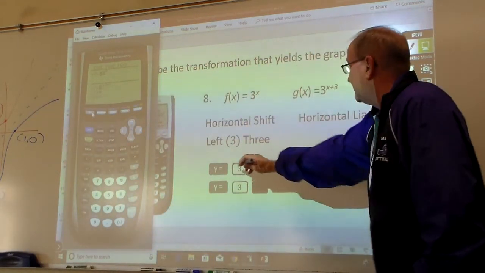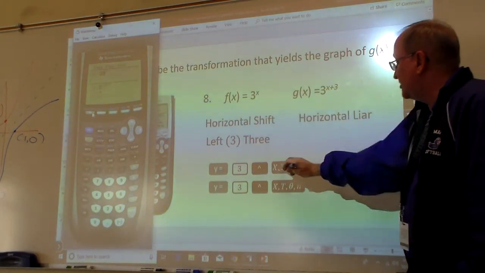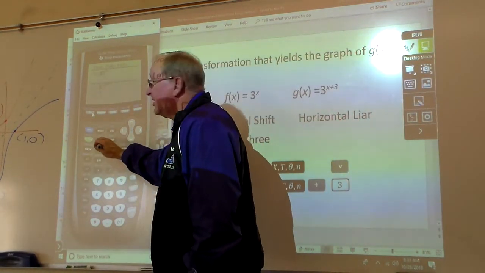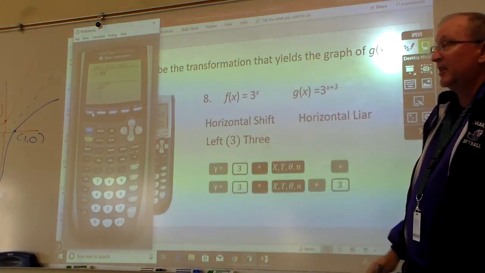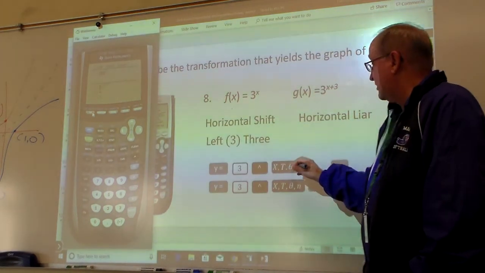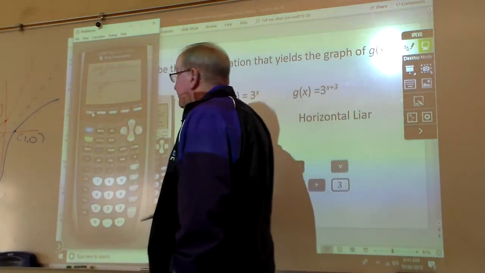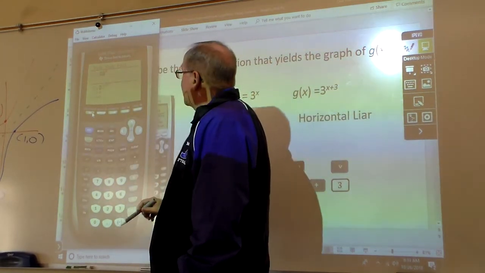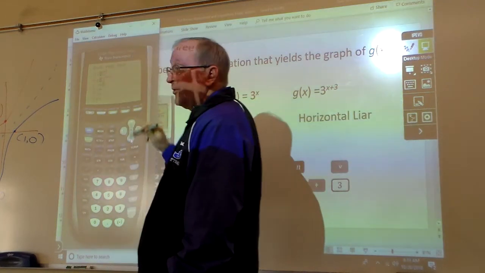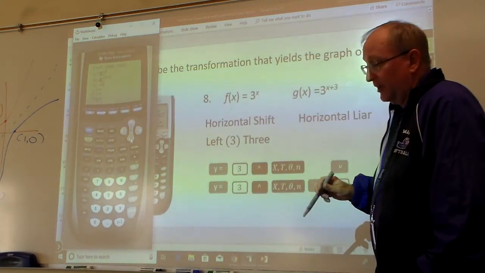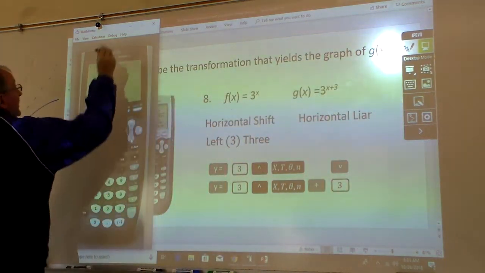That's what I typed in, and I typed in these strokes right here. What's the X-T-theta-n? That's just the X button. See, it says X, T, theta, n. That's what it actually is; that's just your X button. I've tried to put exactly what it looks like on the calculator. So you always put the X first. I would put your original one first, and then put the other one second. Okay, so that's how I would probably do that.